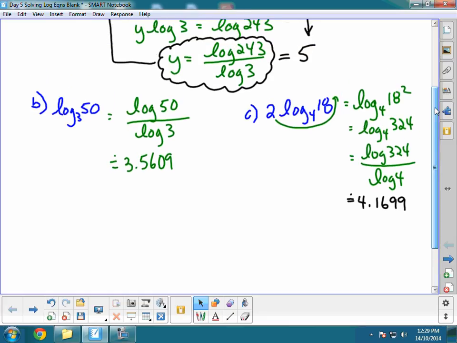So I wanted that to be our starting point as a way to evaluate other logarithms other than just the common log of base 10. You can actually find that out. That'll be helpful for what we're doing today.